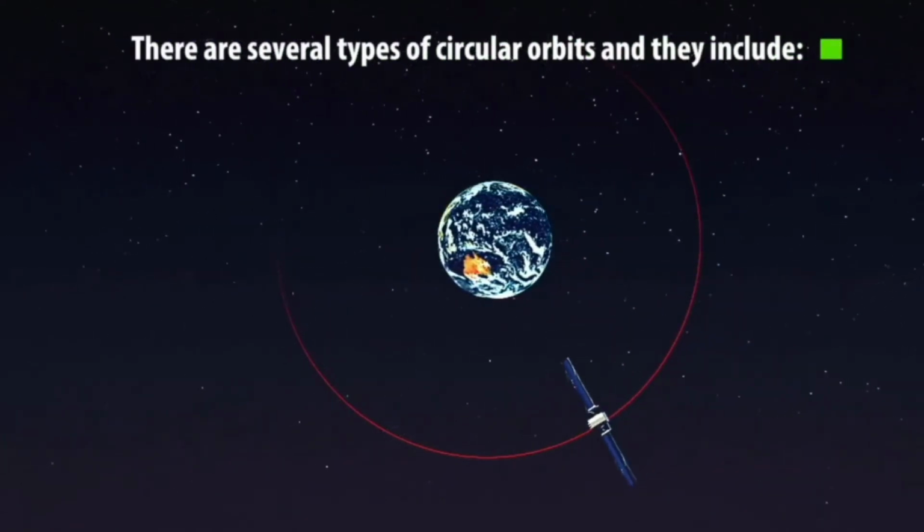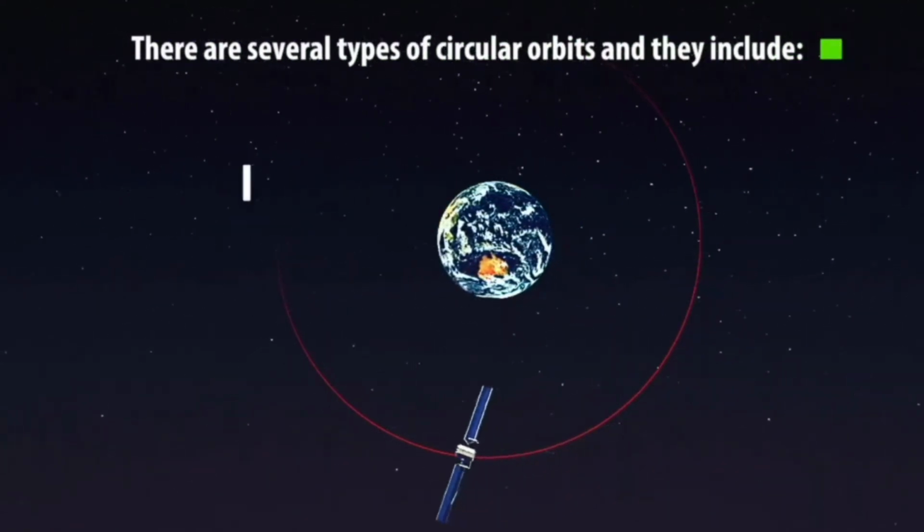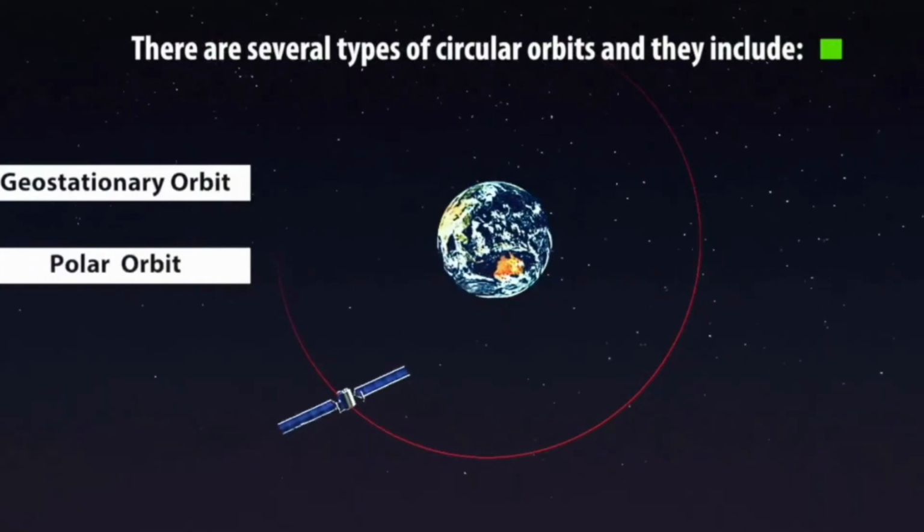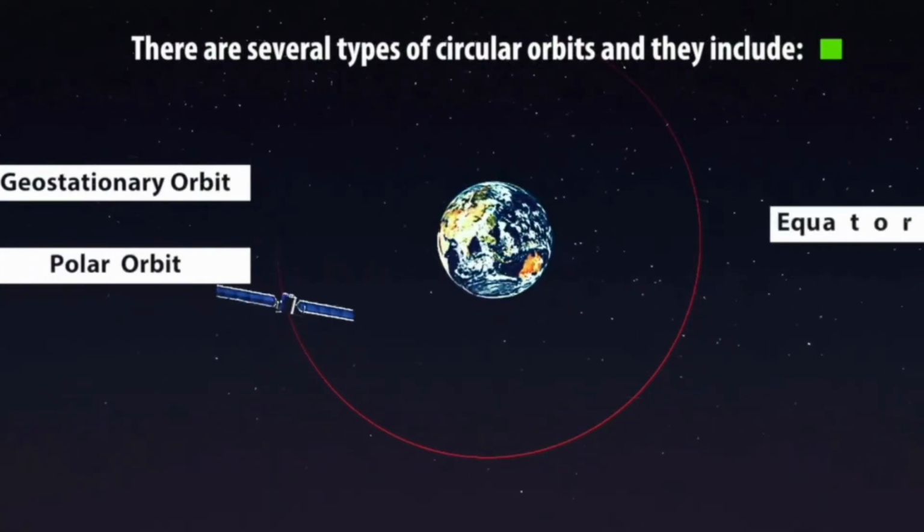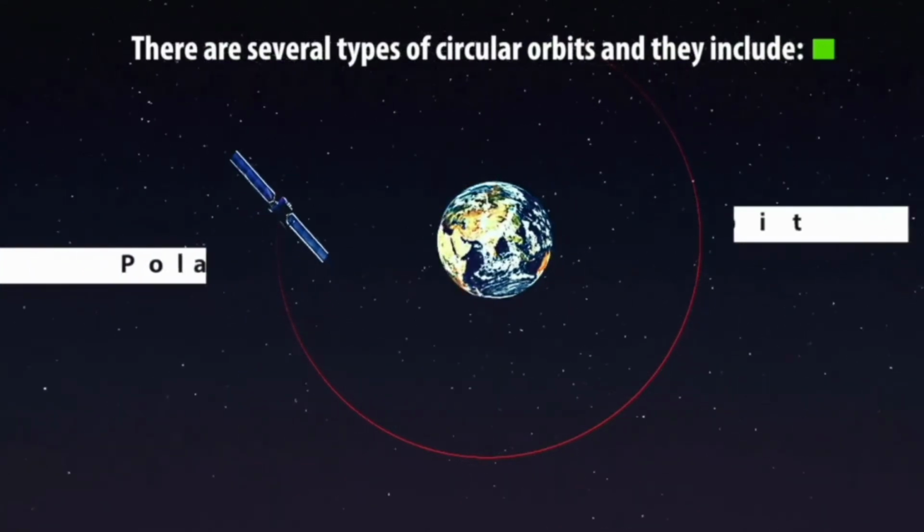There are several types of circular orbits, which include geostationary orbit, polar orbit, and equatorial orbit.